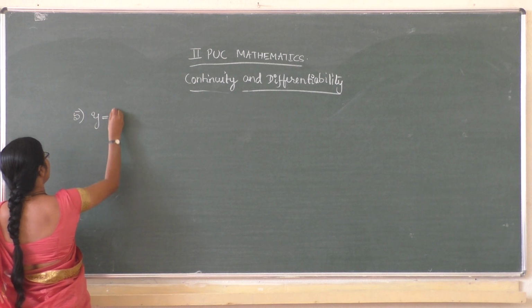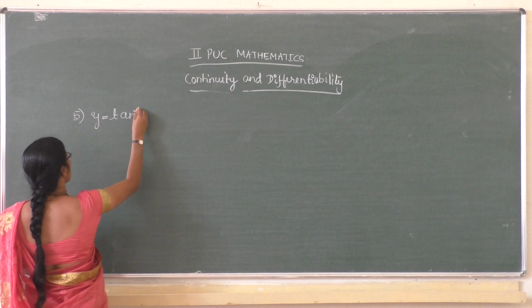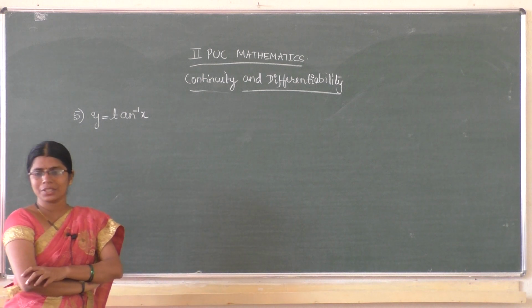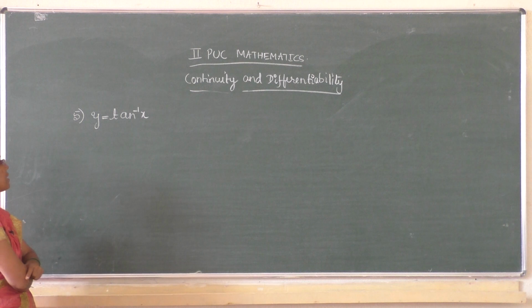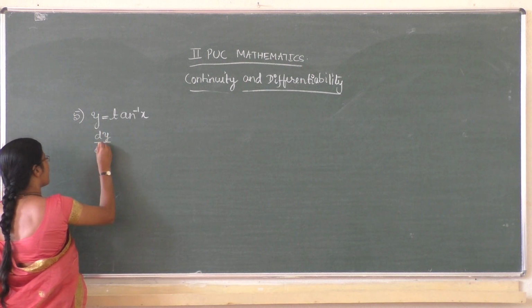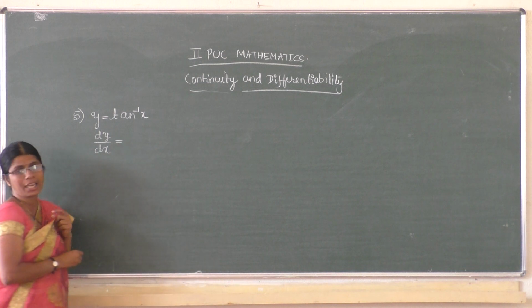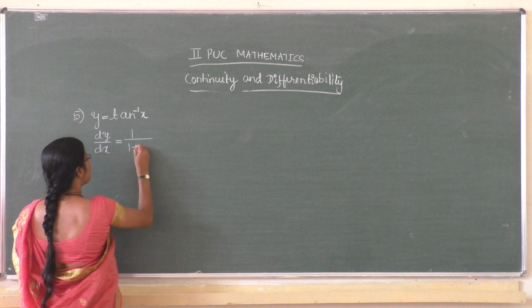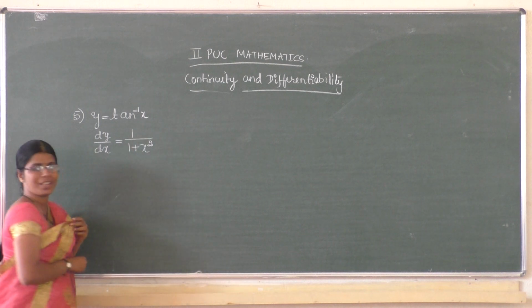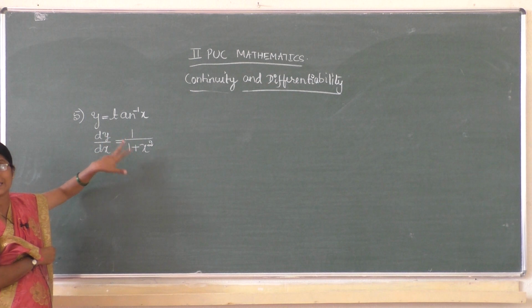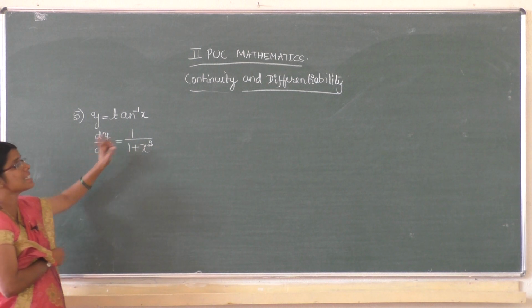y equal to tan inverse of x. Okay, so we have y equal to tan inverse of x. So dy by dx, inverse trigonometric function, standard function. Okay, so its derivative is 1 by 1 plus x square. Okay, now we have to take the derivative once again.